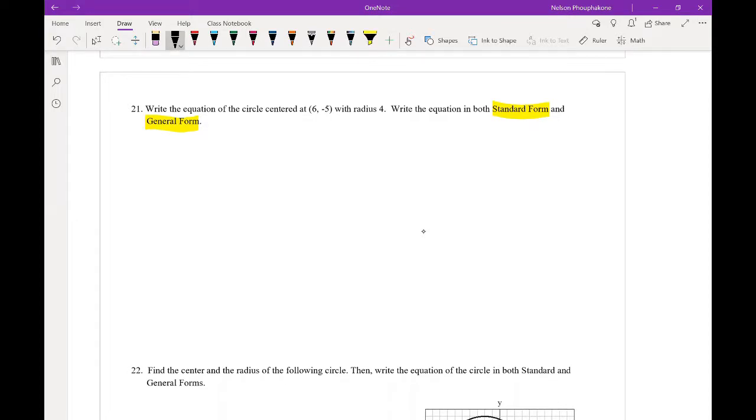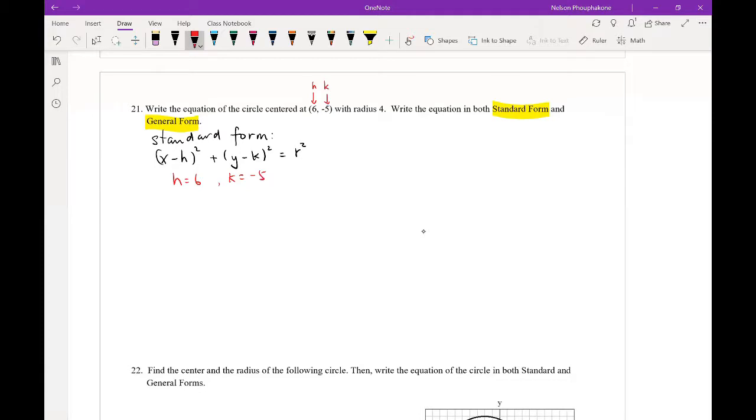Okay, a circle in the standard form, then we know that it will be what? (x minus h) squared plus (y minus k) squared equal to r squared. Then in this example, what is h? h is equal to 6 and k is equal to -5.